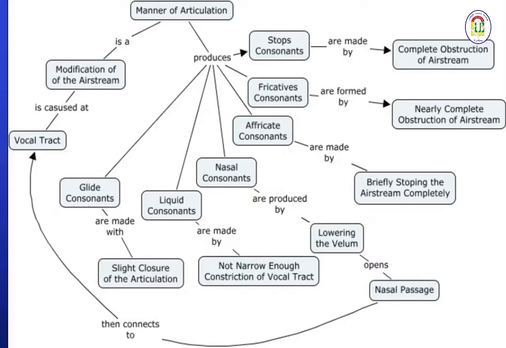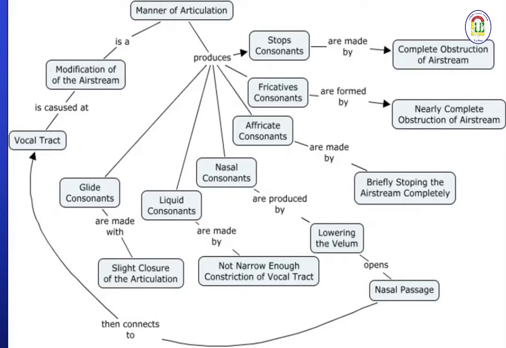Fricatives are made by nearly complete obstruction of the airflow, or partial closure of the vocal tract. We stop the air partially, not completely, like in the following consonants. We have sh and zh, f and v, voiceless th and voiced th, s and z, and h.